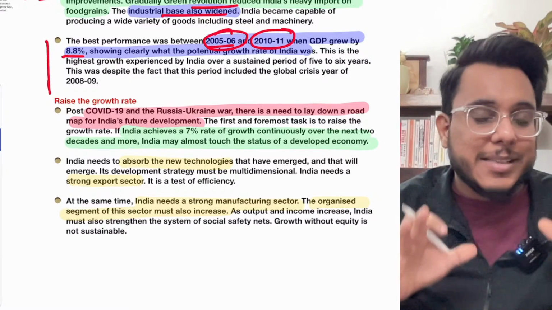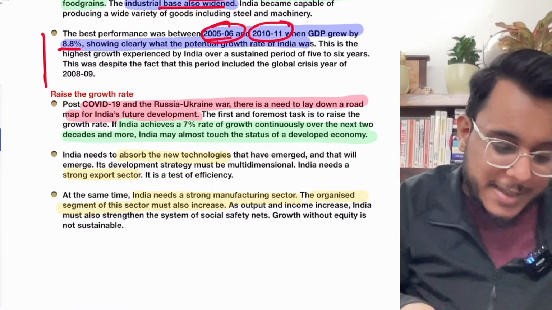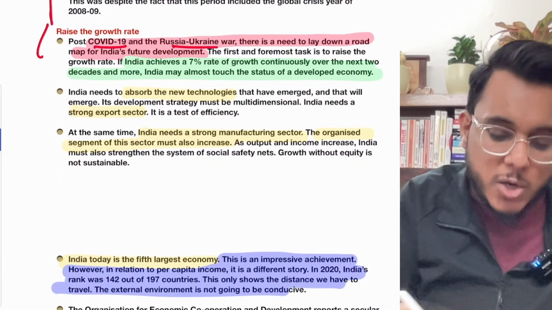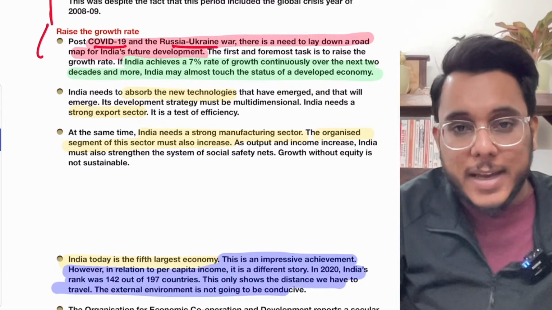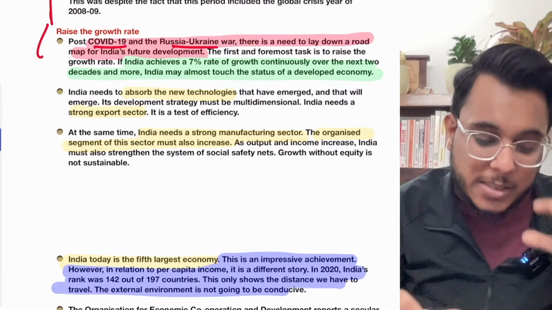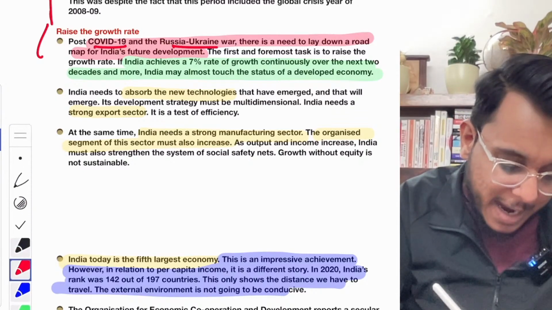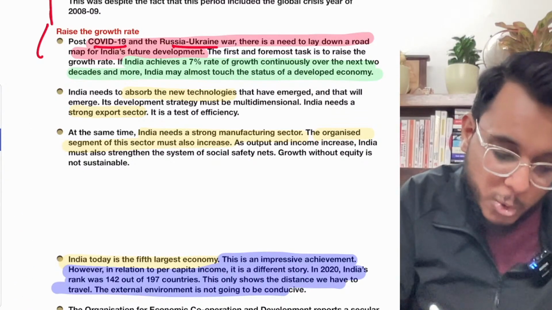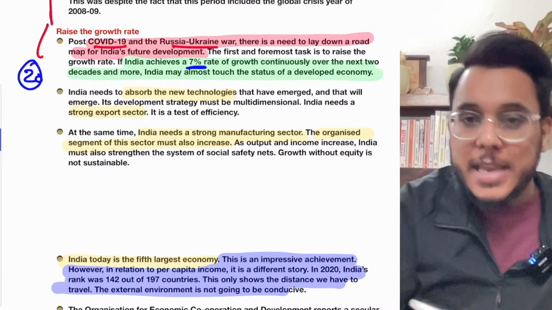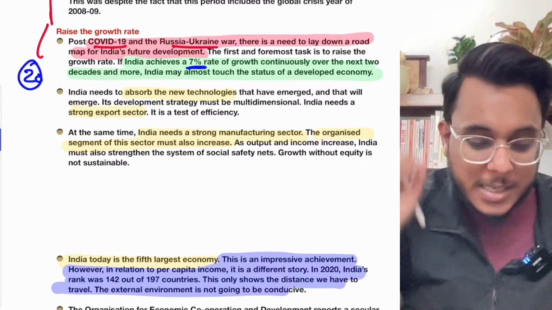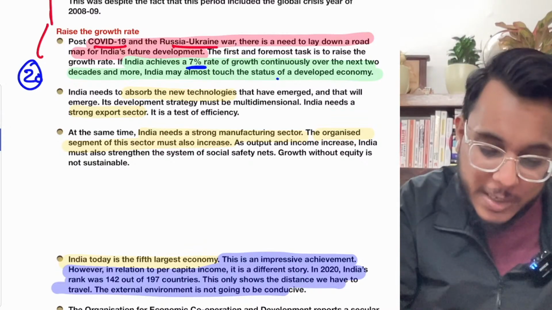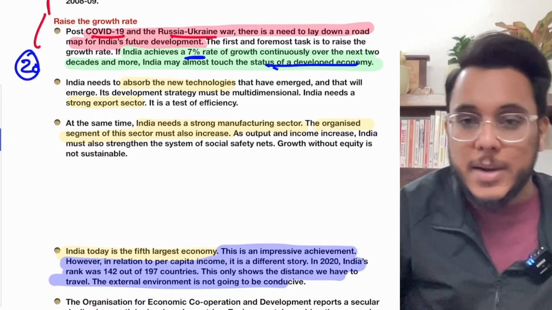But this success was short-lived. Now, guys, with the coming of the COVID-19 pandemic, the Russia-Ukraine war, and before that the demonetization of 2016, our economic growth has slowed down. Now, India again needs to achieve economic growth of 7%, and that too for 20 years consecutively. So for the next more than 2 decades, we need 7% growth. Only then can India become a developed economy.